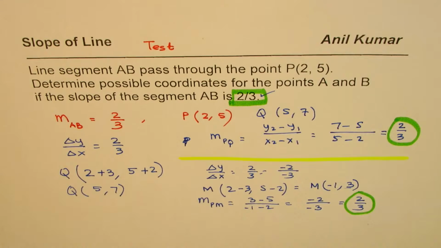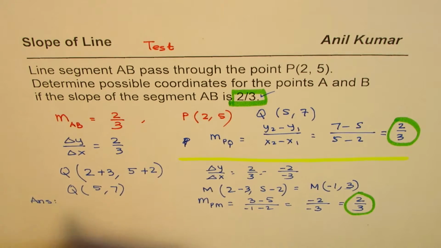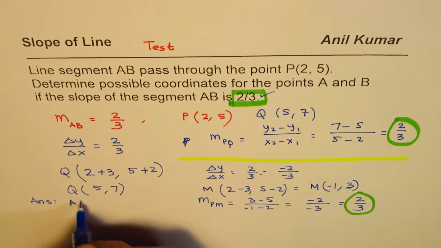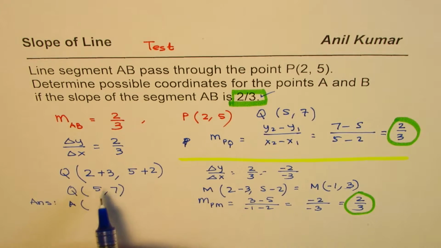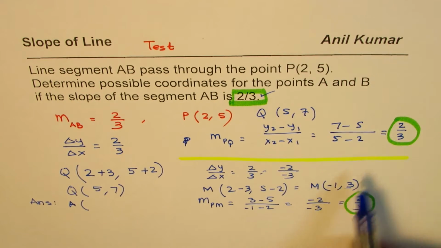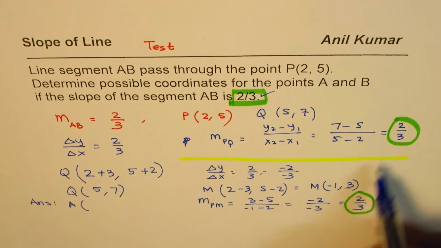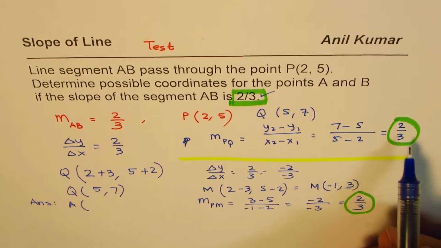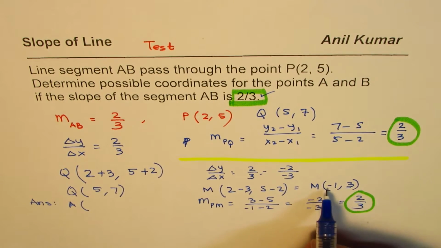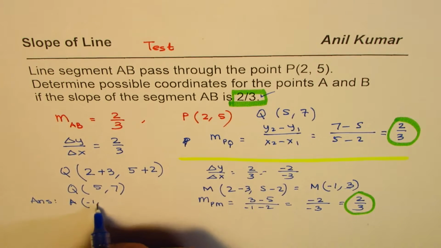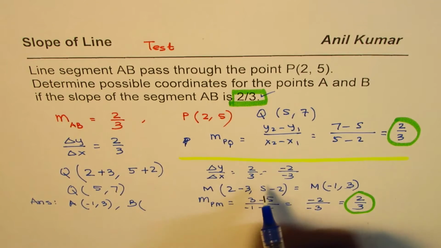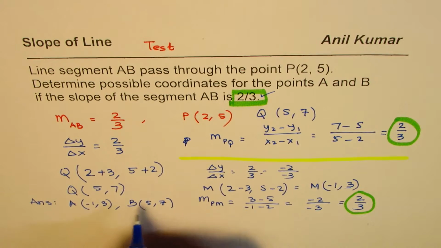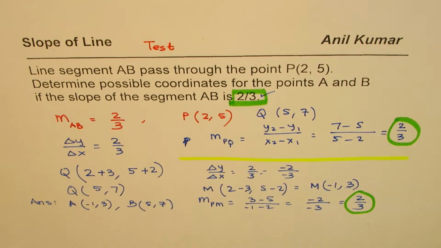So now let's write down the answer. We are given this point (2, 5). One possible solution could be, we could use any one of these. We got two sets of points, one on either side of (2, 5). Do you get an idea? So A for us is the point M, which we found going to the left side, which is (minus 1, 3). And point B is when we went to the right side and found Q, which is (5, 7). In between, we have point P. I hope you got the idea, right?